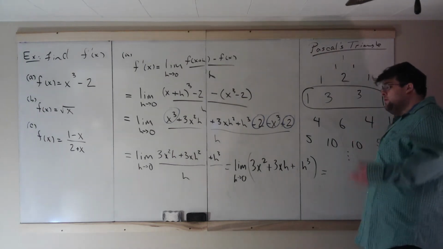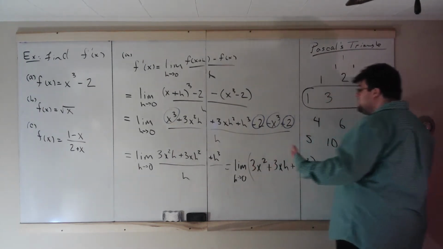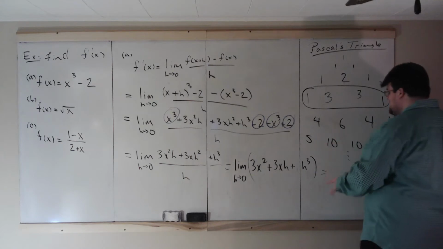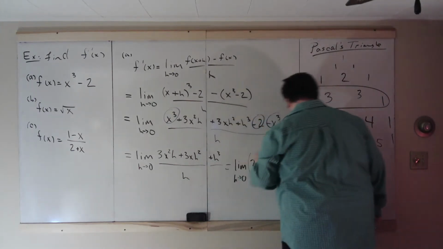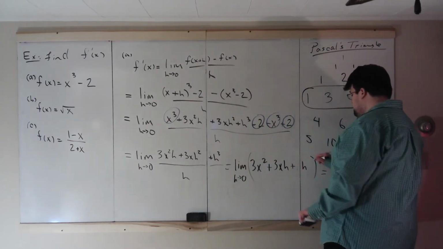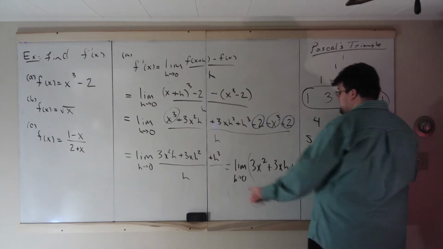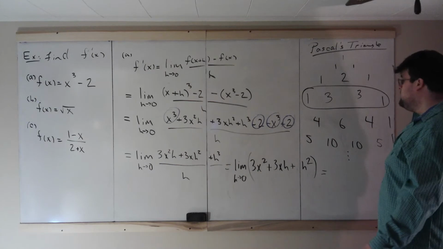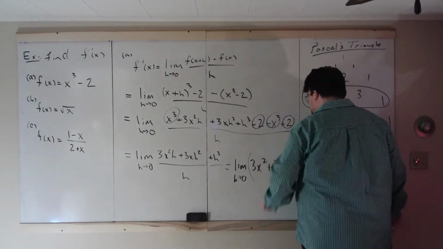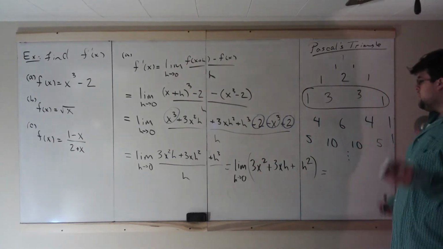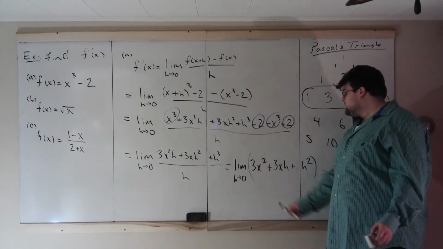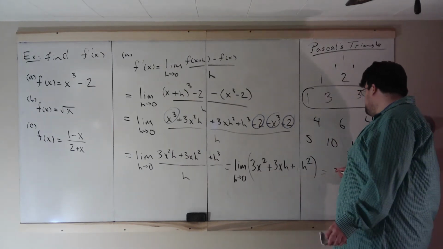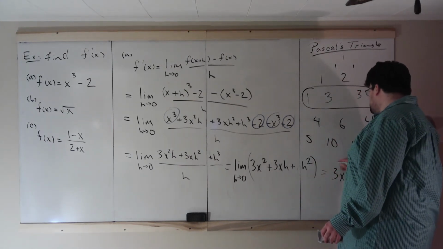But now we can let h equal 0. H cubed divided by h is h squared. So 3x squared plus 3xh plus h squared. Limit as h goes to 0. Let h equal 0, you get 3x squared plus 0 plus 0. So that's just 3x squared.